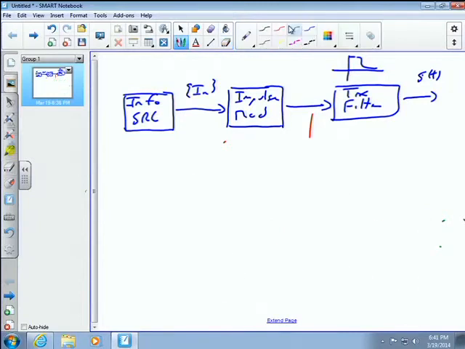Okay, so what do I mean by that? Let's say I feed in the following. Keep things simple. Let's say I have two amplitudes, either plus 1 or minus 1.